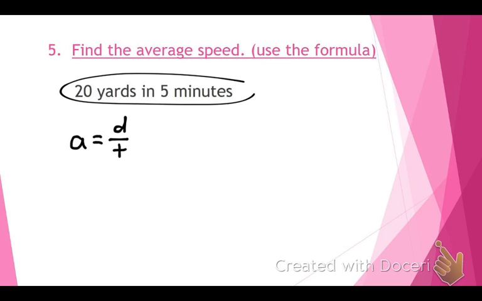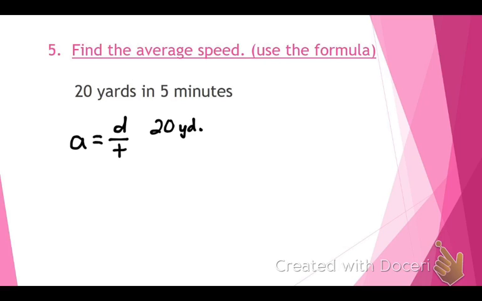Looking at my original problem right here, what is the distance that I gave to you? 20 yards. Thank you for telling me yards. You always want to have the units attached. 20 yards. And what is my time? 5 minutes. Now, when you are finding the average speed, you are not allowed to have anything in the denominator except for a 1. So it's basically like once you've put this into a fraction, now you've got to find the unit rate. 20 yards in 5 minutes.